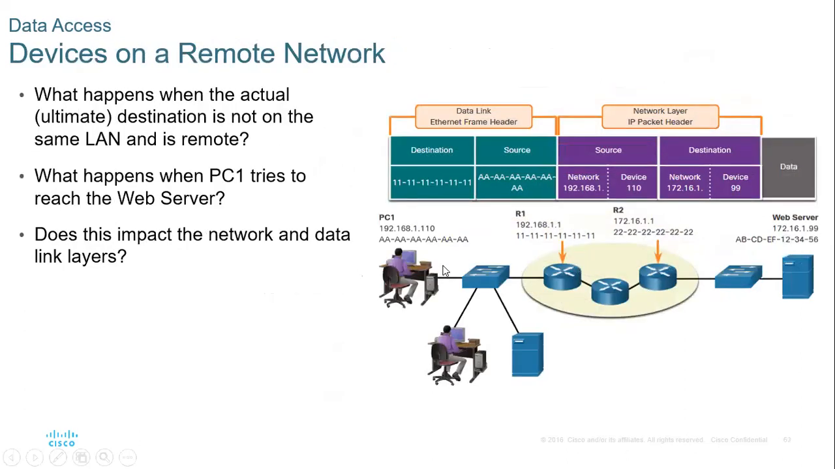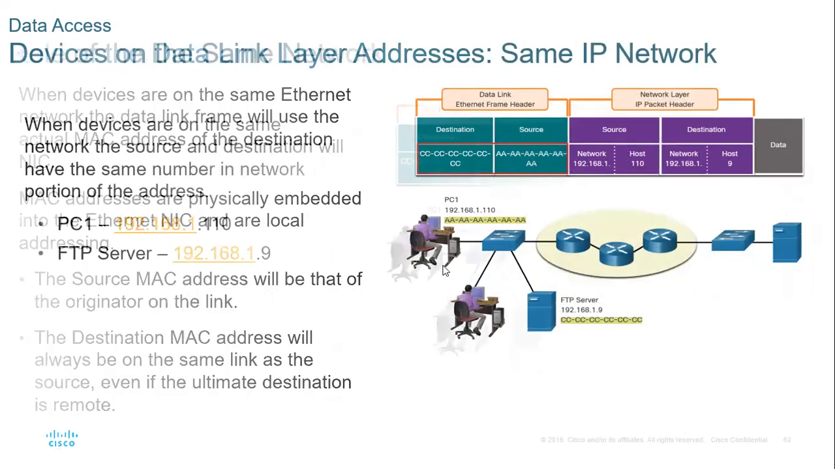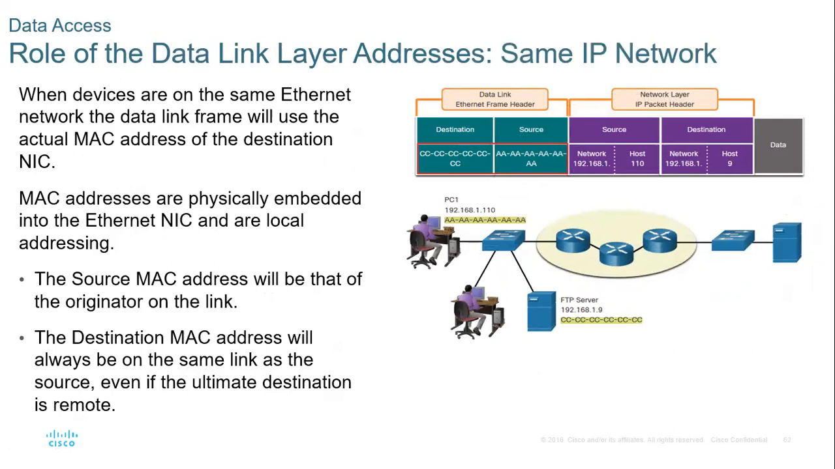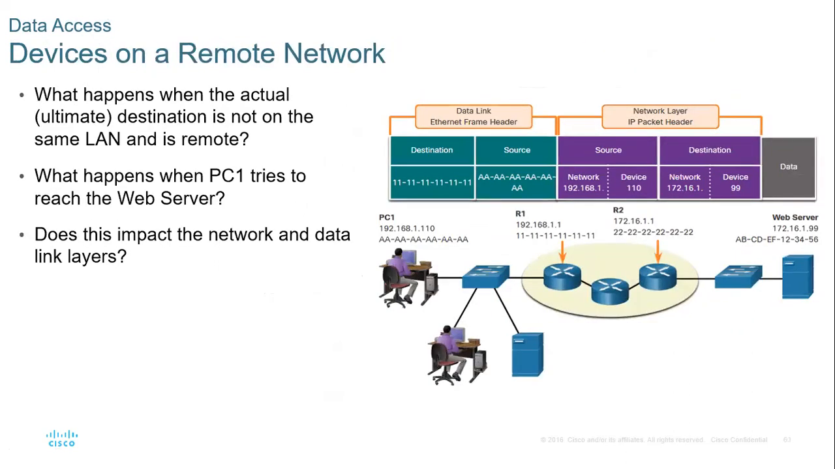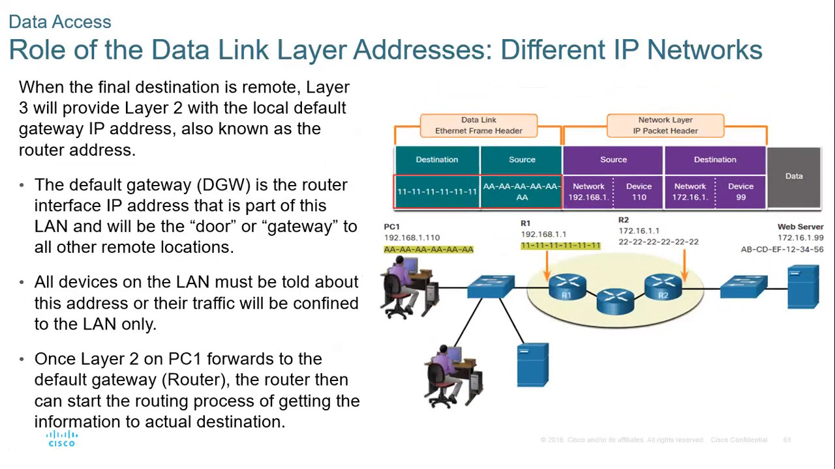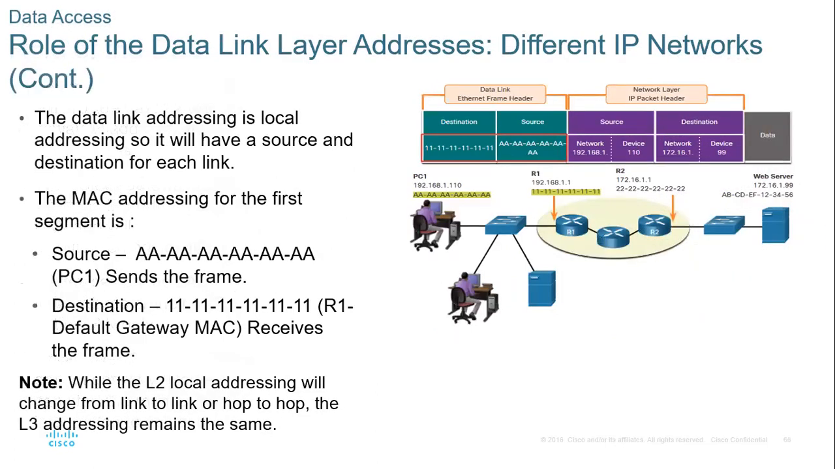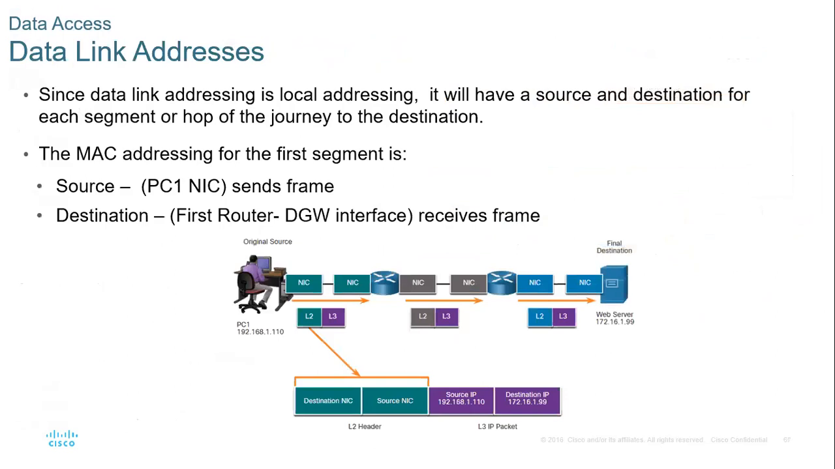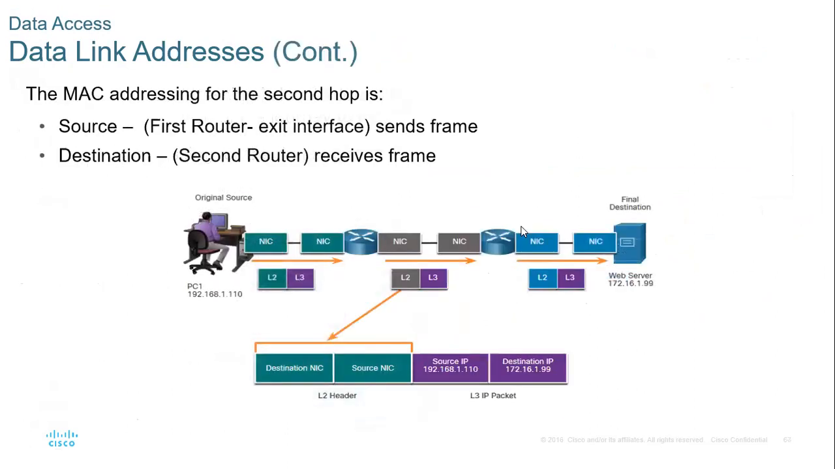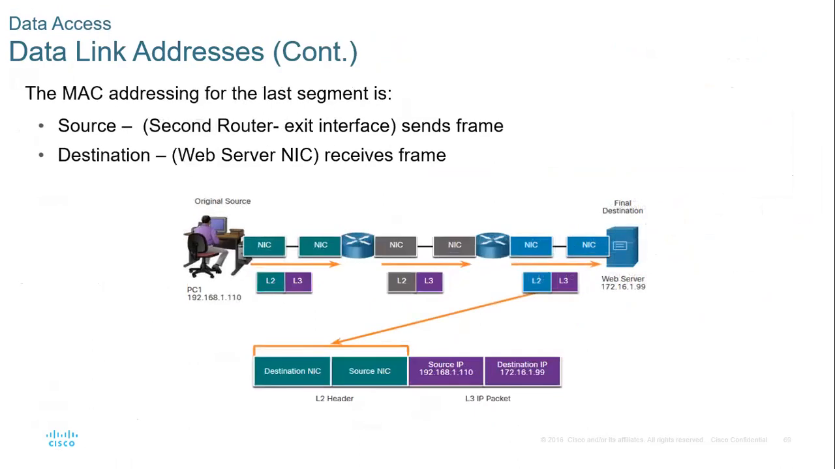Devices on the same network, devices on a remote network. So these are the examples. So MAC address, media access control addressing, for the first segment is source and destination. So the media access control address is showing. So these are the examples.